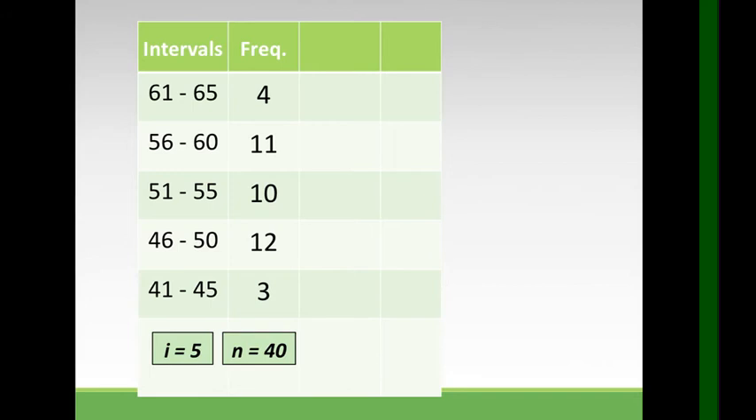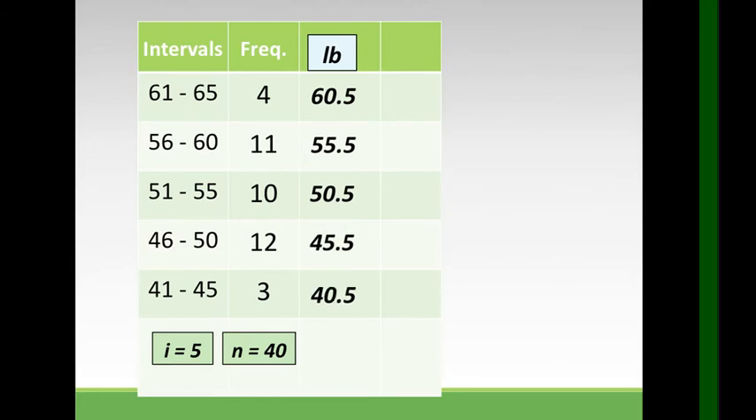For the third column, maglalagay tayo ng lower boundary. So, paano ba kunin ang lower boundary? Tignan mo yung lowest score ng interval natin, which is 61. Ang gagawin mo lang is magma-minus ka ng 0.5. So, 61 minus 0.5 is 60.5. 56 minus 0.5 is 55.5. 51 minus 0.5 is 50.5. 46 minus 0.5 is 45.5. And 41 minus 0.5 is 40.5.